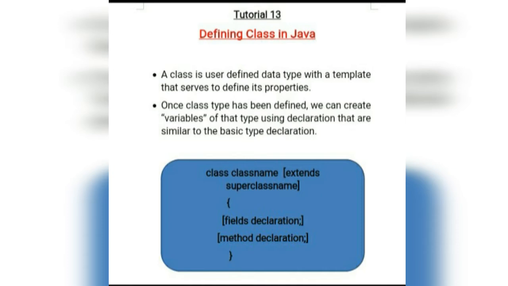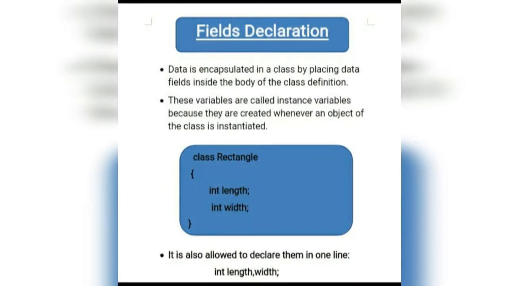In the open curly braces, it will contain the field declaration, which are nothing but the properties, the data members, and the second one is the method declaration, which are nothing but the behavior of a class, the functions, methods of a class. Let's see one by one the field declaration and method declaration.